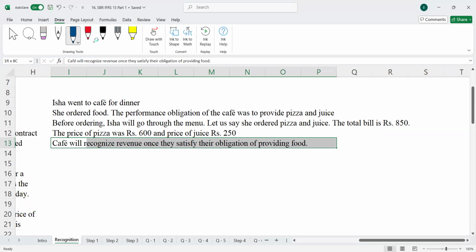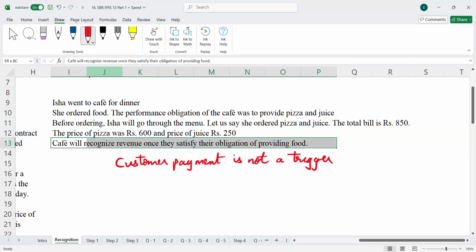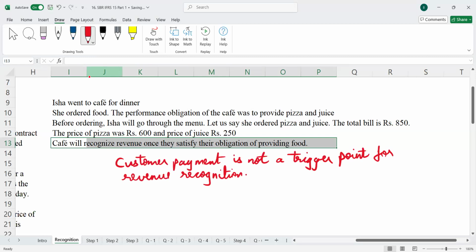So I'm writing a note over here that customer payment is not a trigger point for revenue recognition. Meaning to say, if the customer has paid you money, you cannot say that, okay, let us recognize revenue. No, it depends upon the satisfaction of the performance obligation. So only when the supplier has satisfied the performance obligation, it can recognize the revenue.